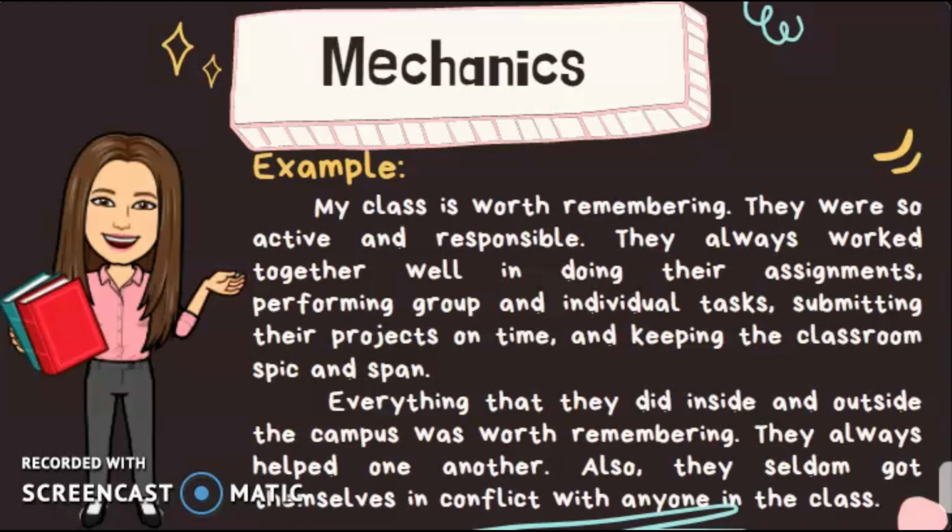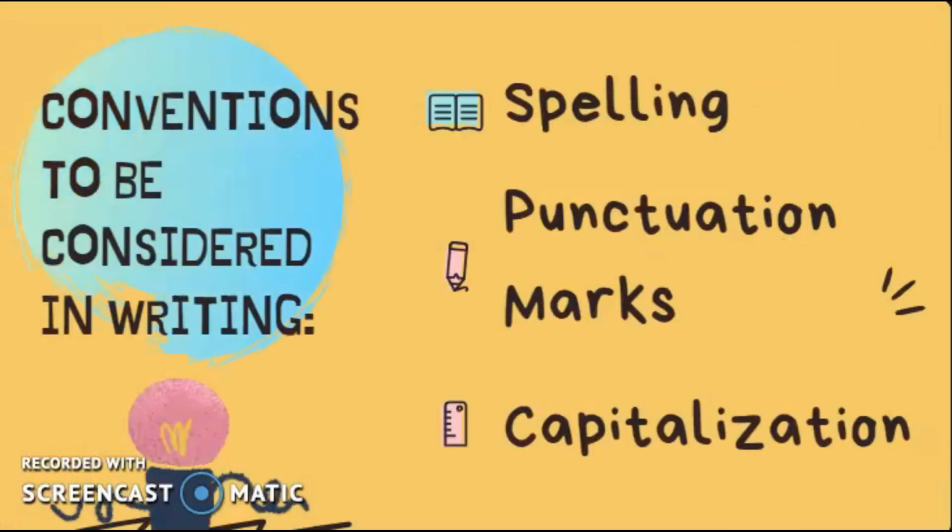Comparing the first two examples, the second paragraph is easier to read and understand. Through applying proper mechanics in writing, you can facilitate better transfer of message in your written text. You will never be lost as long as you keep in mind and follow the basic rules of subject-verb agreement, capitalization, punctuations, paragraphing, and even spelling. Therefore, you have to remember the following conventions to be considered in writing, such as spelling, punctuation marks, and capitalization.